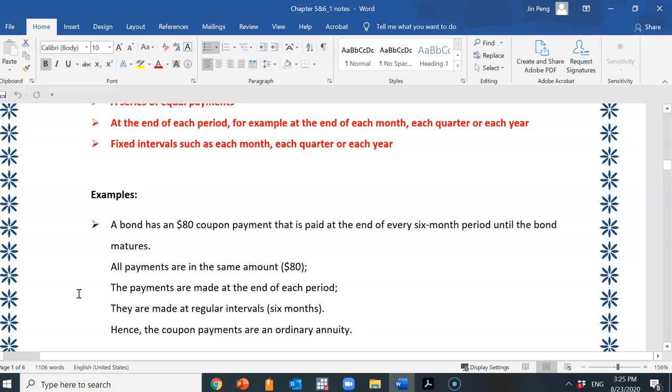For example, if a bond has an $80 coupon payment that is paid at the end of every 6-month period until the bond matures, this $80 coupon payment can be called an ordinary annuity because all the payments are in the same amount, $80. The payments are made at the end of each period, every 6-month period. Third, it's fixed intervals, every 6 months. So all these payments, we can call an ordinary annuity.